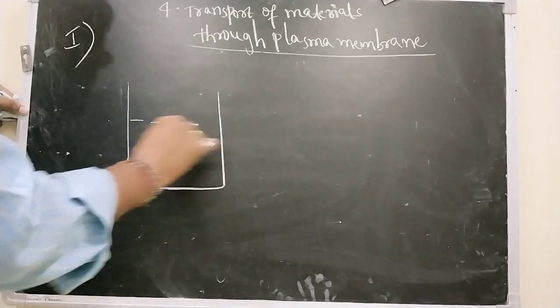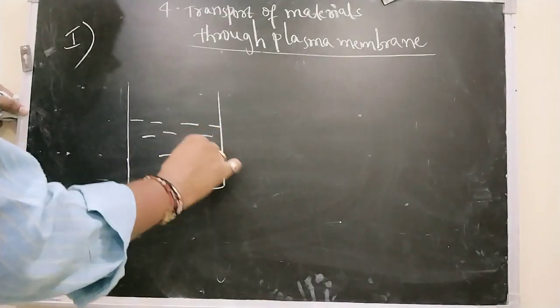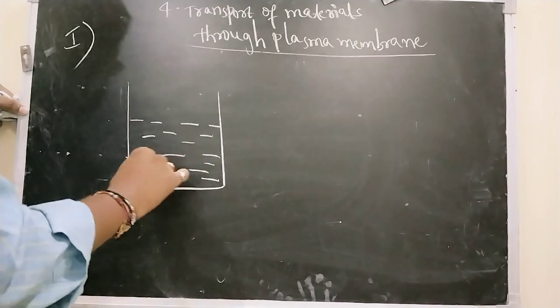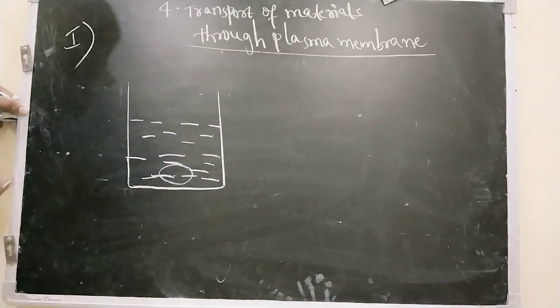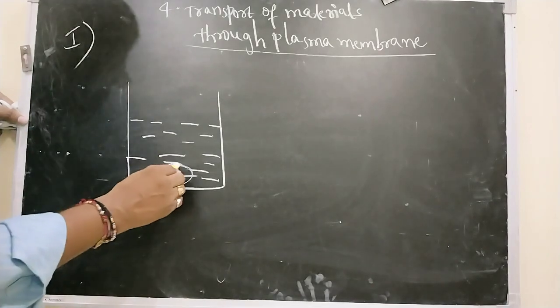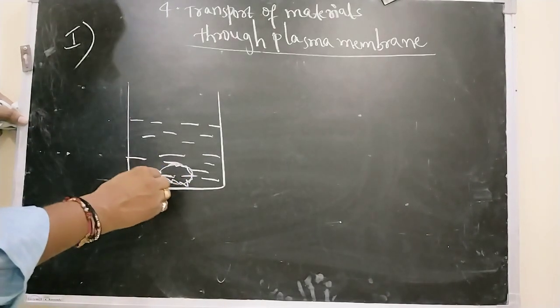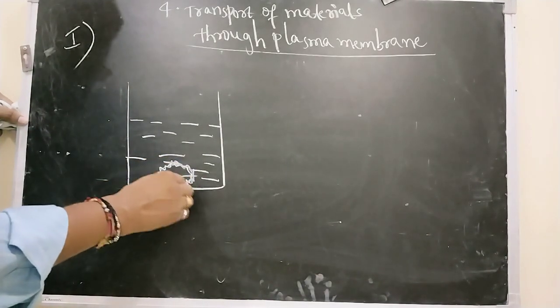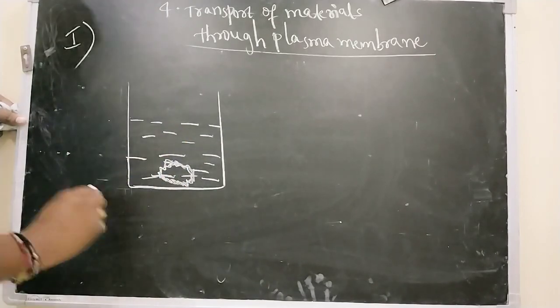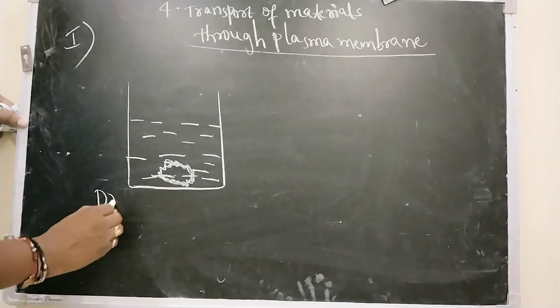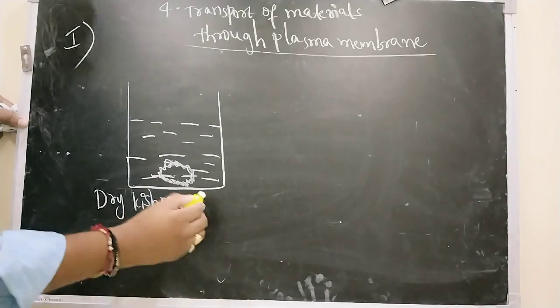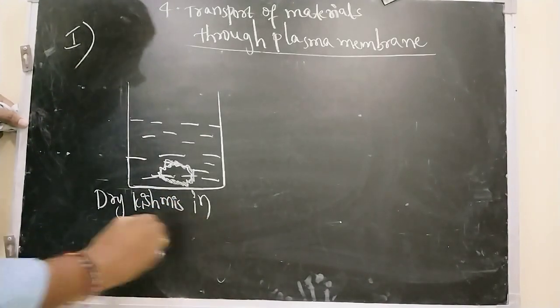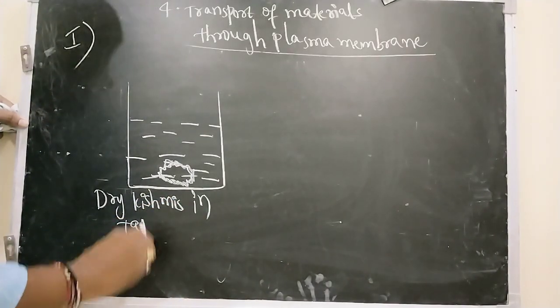In this beaker we have to take tap water. Here we have to place a dry resin. A dry resin in the sense of kismis. So this is the dry kismis in normal tap water.